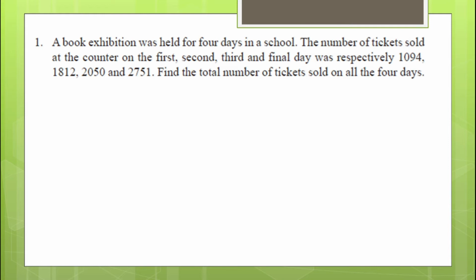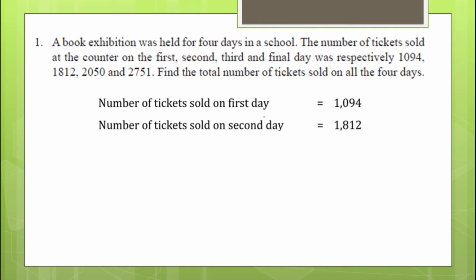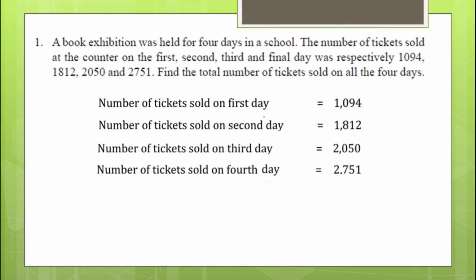So, what is given? In this question, the number of tickets sold each day is given. Number of tickets sold on the first day is 1094. Second day, 1812. Third day, 2050. And fourth day, 2751. And what do we have to find out? In the question it is given, find the total number of tickets.